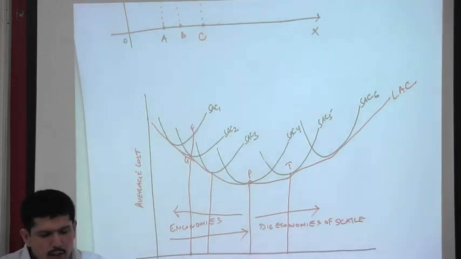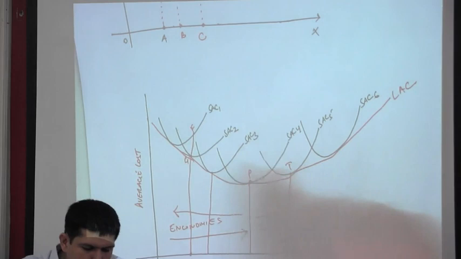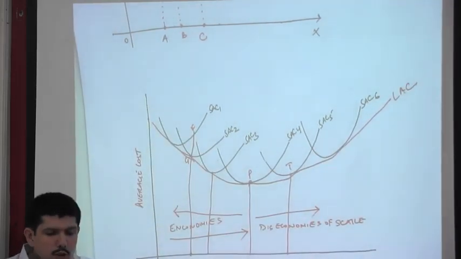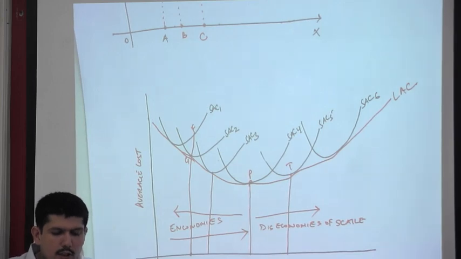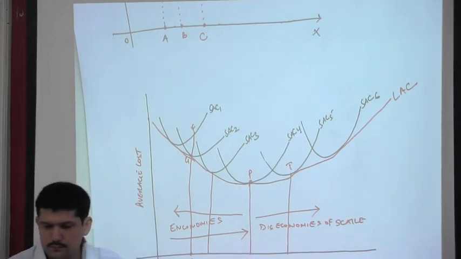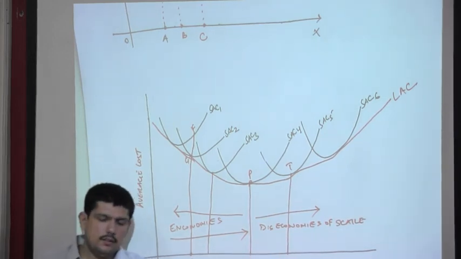Okay? Then when we talk about this envelope curve, this long-run average cost curve is also known as an envelope curve. Do you think that this curve is tangent to the lowest point in each of these SACs? Then?